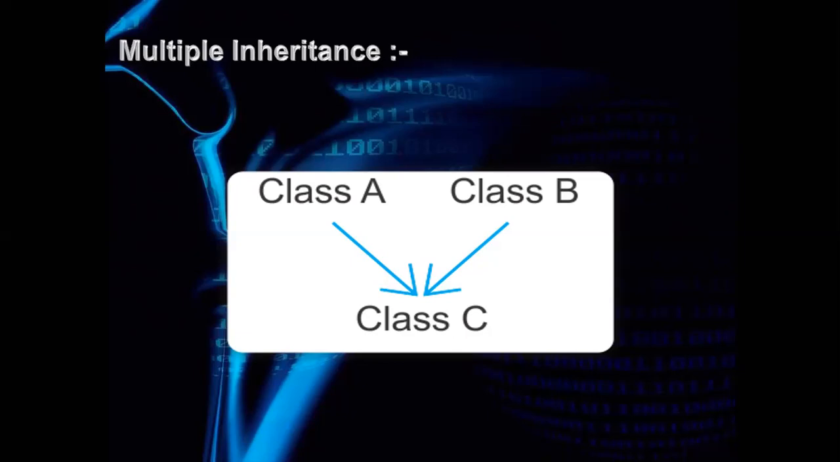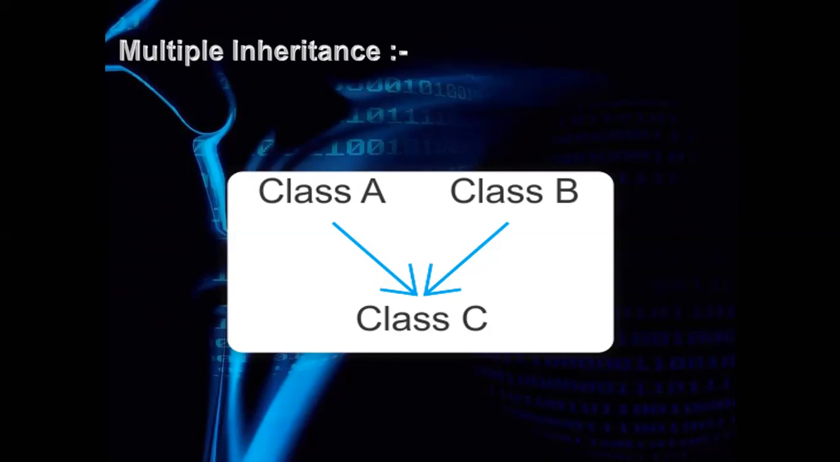Or more base classes are inherited by one derived class. So let's discuss some applications, some examples, for understanding this concept. Let's take an example of students.